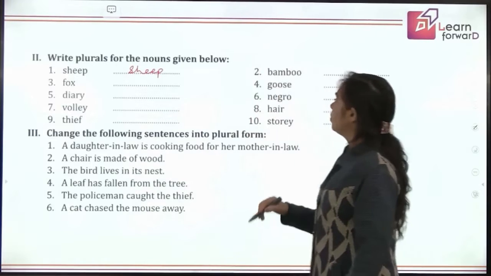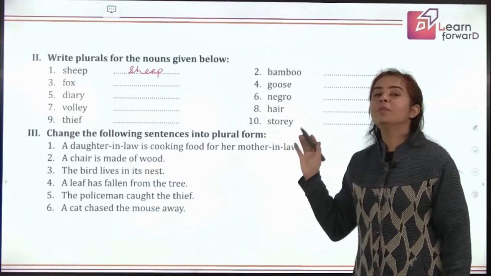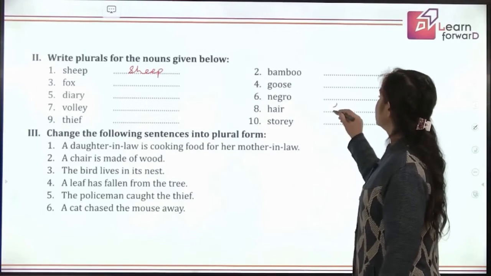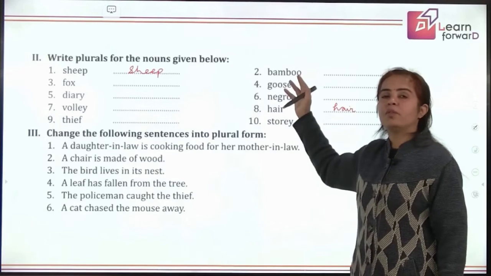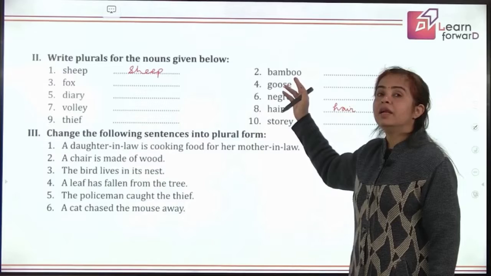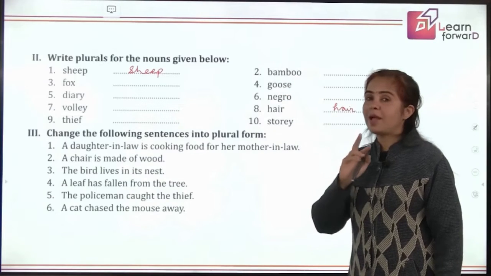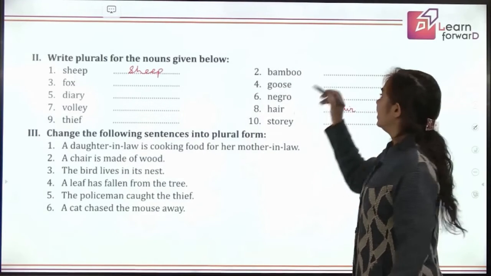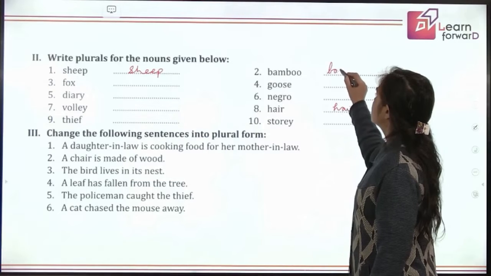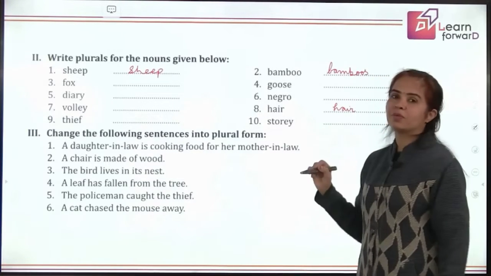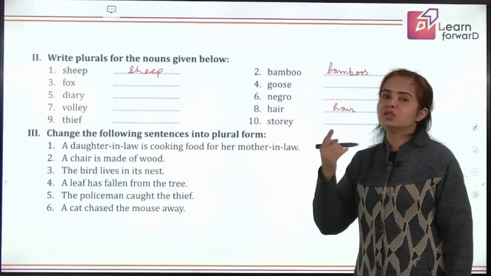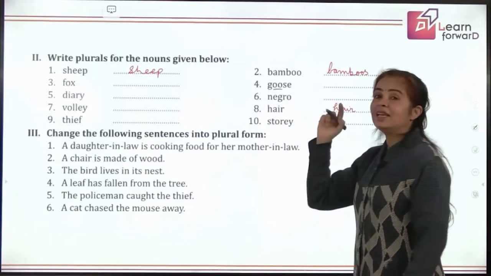Okay, what about hair? You know the plural of hair is always hair. We don't say hairs. And what about one more? I'm doing bamboo. It is ending in O, the magic sound. But it is one of the exceptions. So we will add only S to it, not ES. It is bamboos. Okay, let's do one more. Goose, the inner vowel changes.